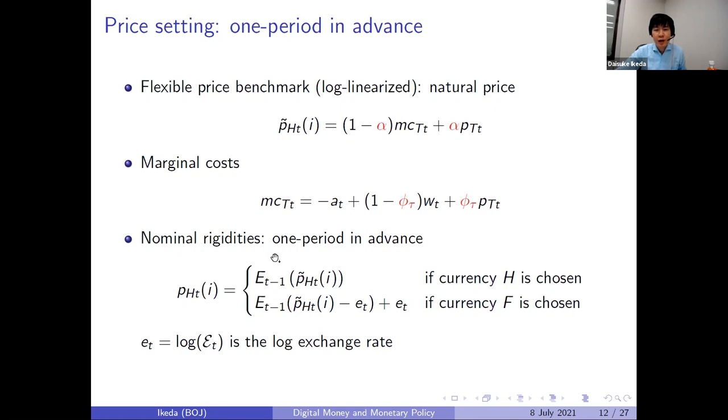With nominal rigidities in the form of one-period-in-advance price setting, the home tradable good price is set at the expected value of the natural price, because shocks are IID. This is the case if currency H, the home currency, is chosen as the invoice currency. But if foreign currency is chosen as the invoice currency, then the price is set at the expected natural price in units of the foreign currency, and fixed in that currency. In units of home currency, there is the local exchange rate. So the big difference between choosing home currency and foreign currency as the invoice currency is the exchange rate pass-through. If you fix your price using the home currency, there is no exchange rate pass-through. But if you fix your price using the foreign currency, then there is 100% pass-through.